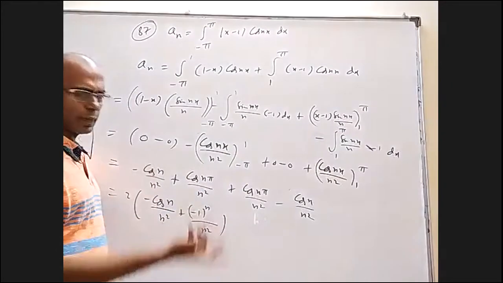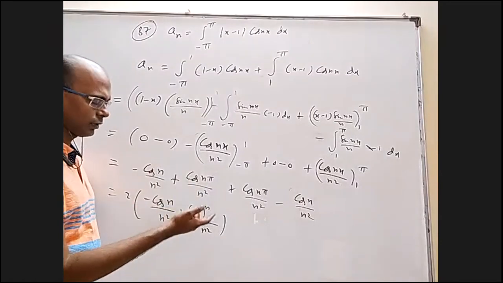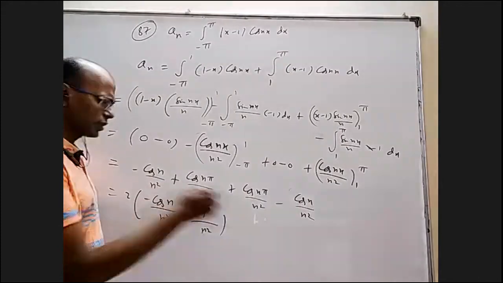Cos n pi is either plus 1 or minus 1. Whenever n is an odd integer, it is minus 1. Whenever n is an even integer, it is plus 1. So that's why minus 1 power n. These two are same, these two are same, so double.